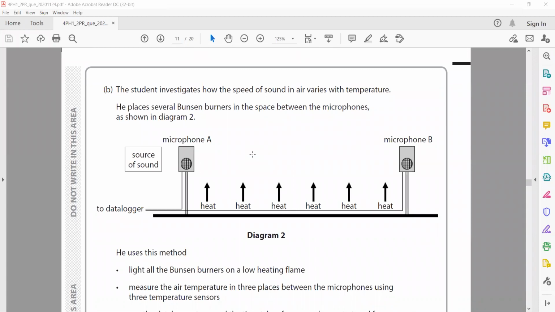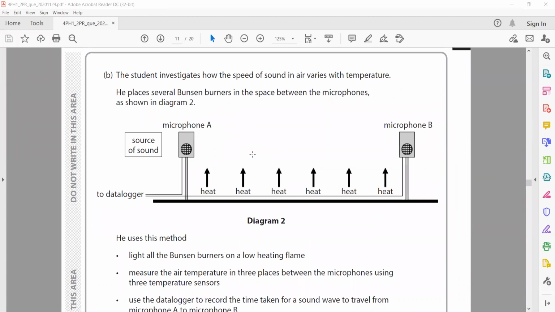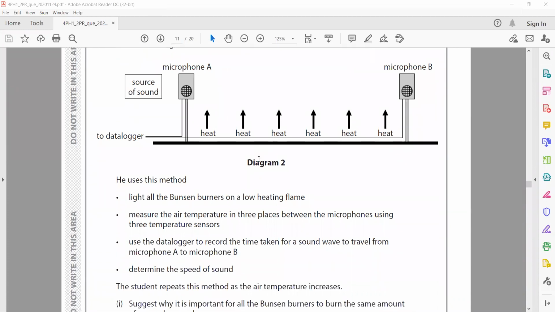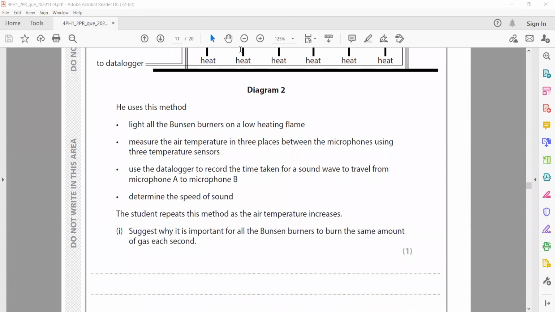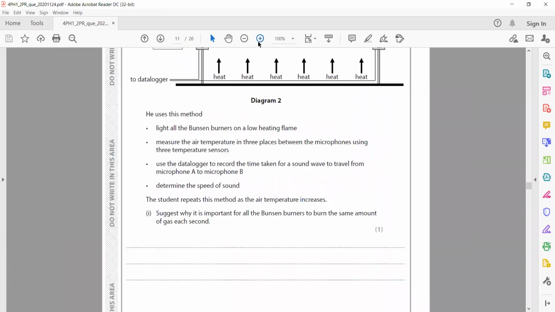The student investigated how the speed of sound in air varies with temperature. He places several Bunsen burners in the space between microphone A and B as shown in diagram 2. Light all the burners on a low heating flame, then measure the air temperature in 3 places between the microphones. Use the data logger to record the time for sound to travel from microphone A to B and determine the speed. The student repeats this method as the air temperature increases.